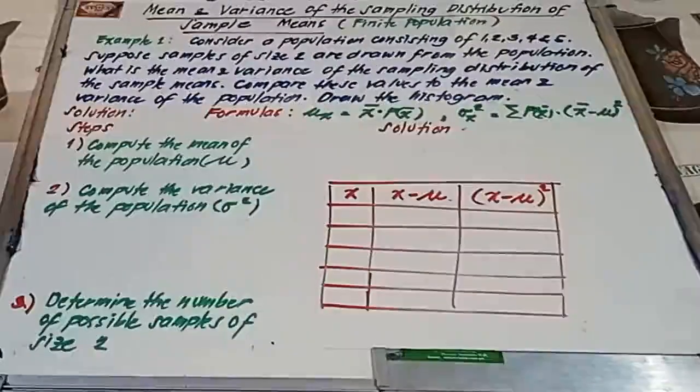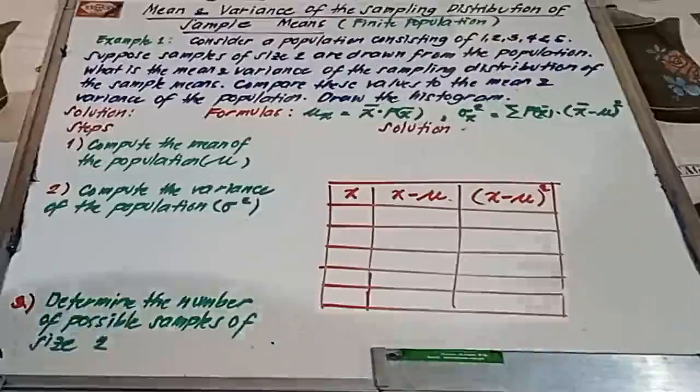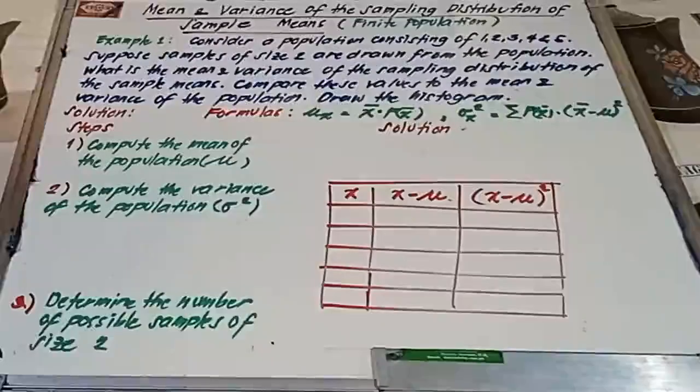And dito rin sa aking introduction about mean and variance of the sampling distribution, na-present ko na rin sa inyo yung mga formulas na gagamitin natin and the steps na susundin natin for us to determine the mean and variance of the sampling distribution of sample means. Okay? Let us consider example number 1.